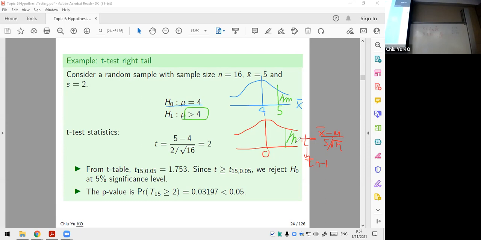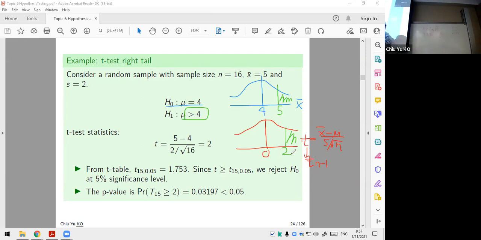So 5 minus 4 is 1. 2 over root 4, root 16 is 4. So 1/2. So it's 2. So that's why this is 2 here. Okay, 2 is here. So now the question is 2 in terms of T distribution with n minus 1. So we need to check this one out.